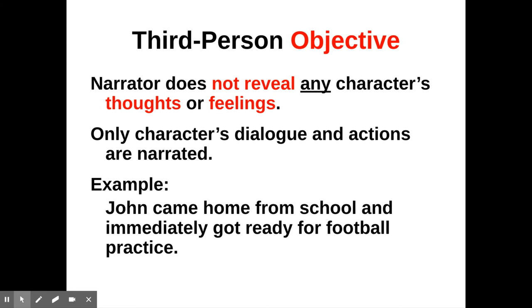All right. Lastly, we have third person objective. In objective third person, the narrator doesn't tell us any thoughts or feelings of any of the characters. We only know what's happening, not what people are thinking or feeling. So in this example, John came home from school and immediately got ready for practice. We do not know how John is feeling. We don't know what John is thinking. All we know is what he is doing. He came home from school and got ready for football.